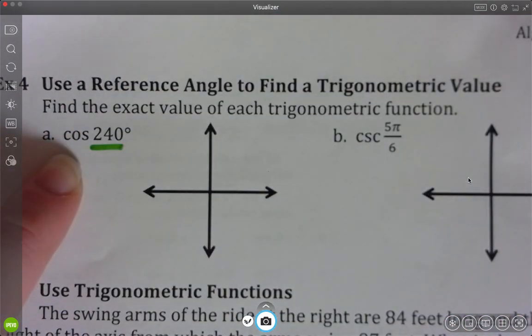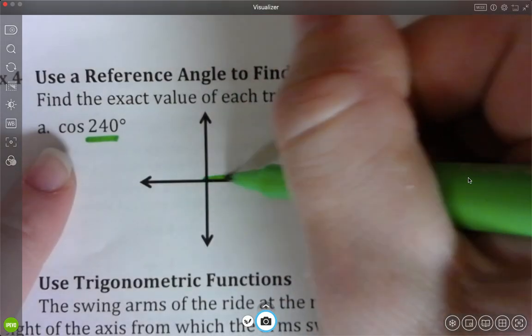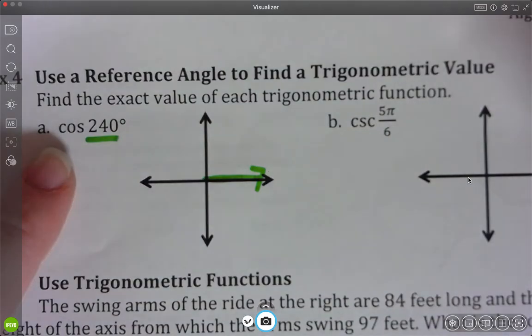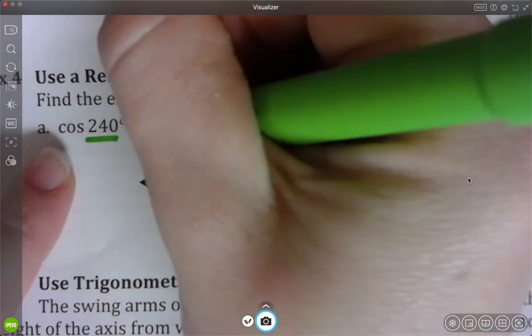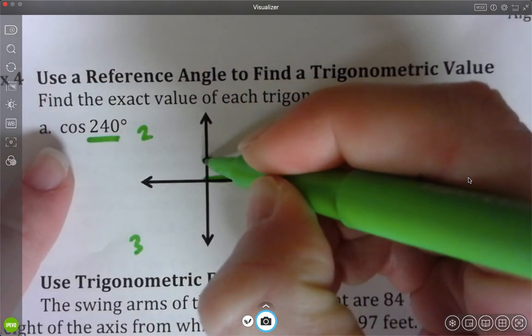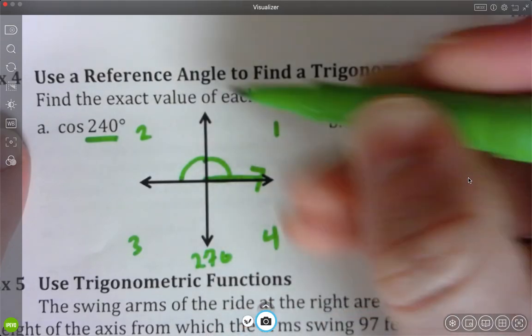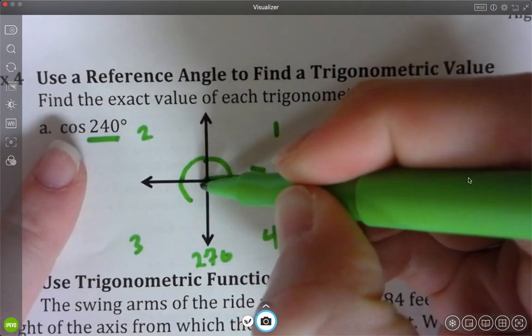Okay, so let's figure out where 240 lives exactly. Think about what quadrant 240 would live in. Here's quadrant 1, quadrant 2, quadrant 3, quadrant 4. If here to here is 90, here to here is 180, all the way down here would be 270. Okay, 240 is going to stop me in the third quadrant, and it's going to be here.